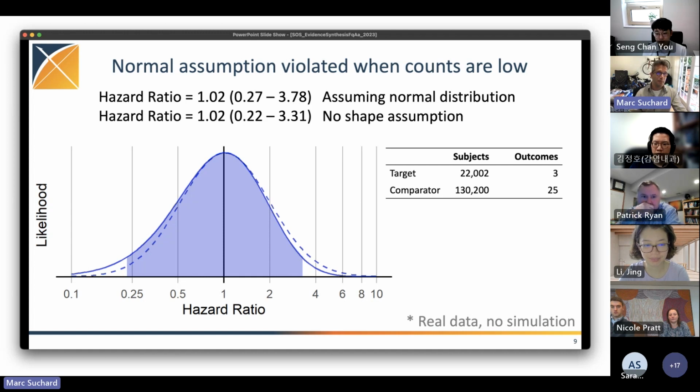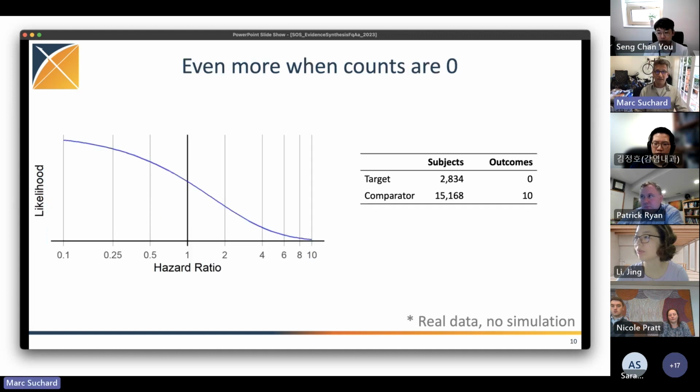And you can see that, yeah, maybe it fits the central tendency okay, but it certainly doesn't tell us really about how far in the tails we should actually consider this estimate to be reliable. And this actually happened to occur when there were both a reasonable number of outcomes, both in the target and the comparator cohort. However, the situation gets even worse when the number of outcomes is 0 in either the target or in the comparator cohorts.